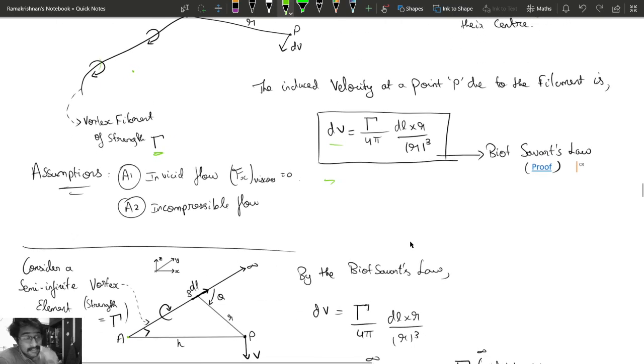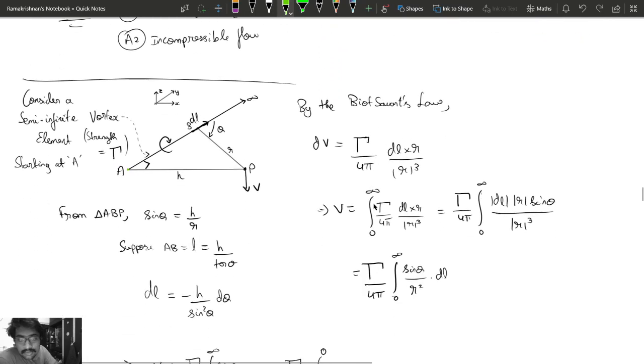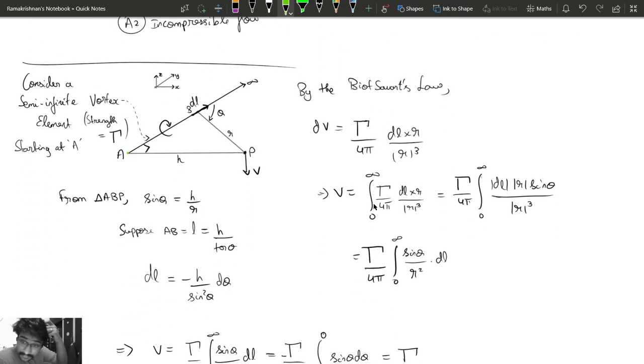And our assumptions are that it is inviscid flow, so that the surface forces due to viscosity are zero, and that it is incompressible because we are not going into the transonic or supersonic regimes. It's a pretty good approximation at this point. So we'll look at a semi-infinite vortex. We'll try to get a closed form solution for a semi-infinite vortex.